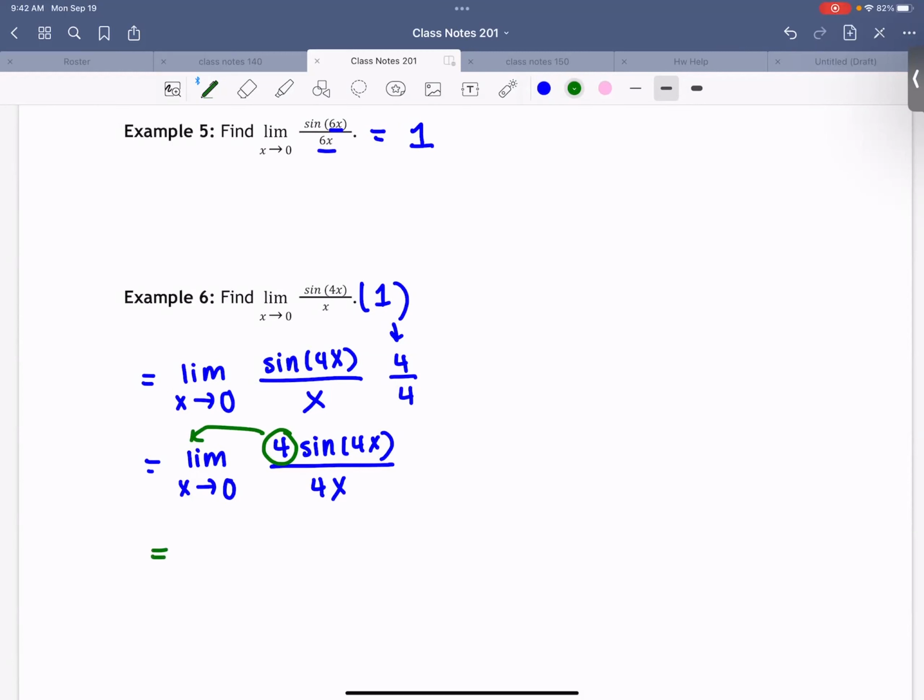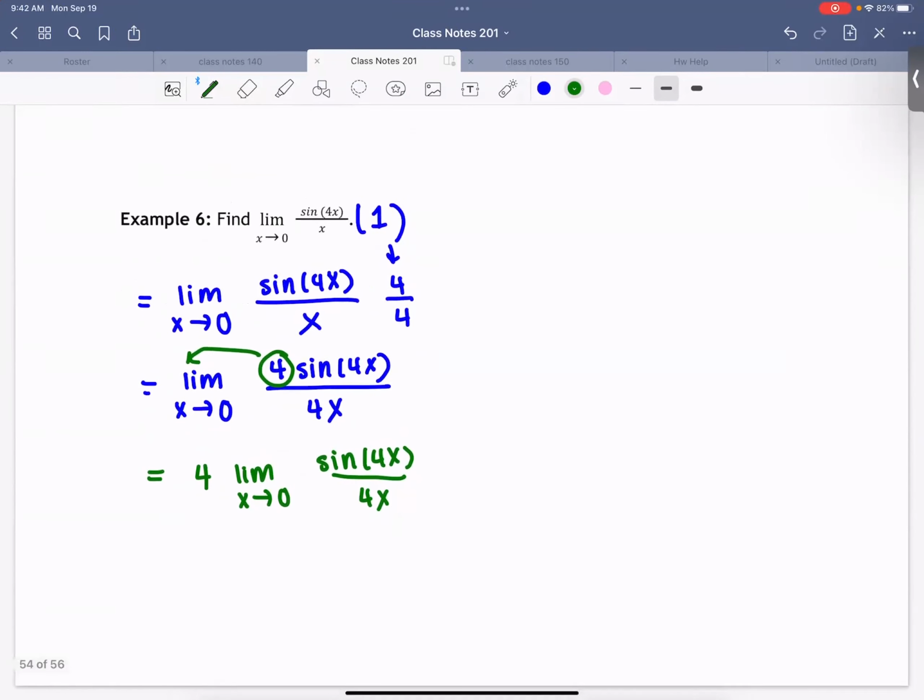So instead of writing this, I can write 4 times the limit as x approaches 0 of sine of 4x over 4x. You can always take a constant out of the limit, right? Well, what's that limit going to be? 0 or 1? Not 0, but 1. This limit is the thing we have to memorize. The sine of anything over the same thing as we approach 0 is always going to be 1. So 4 times 1 is 4. That's right. Any questions on example 6?